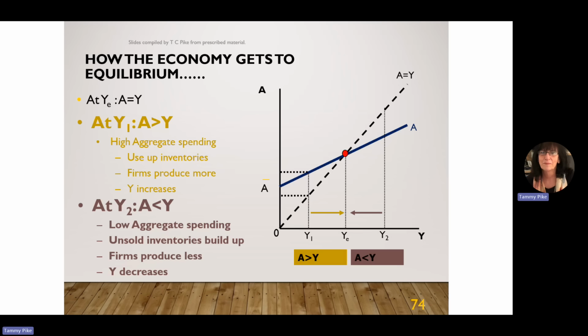But what if we're not at equilibrium? We could be in a situation here, or we could be in a situation here. Now we have to be able to identify and explain each of those situations and try to understand how we get to equilibrium. All right, so let's take a look. Here we go.